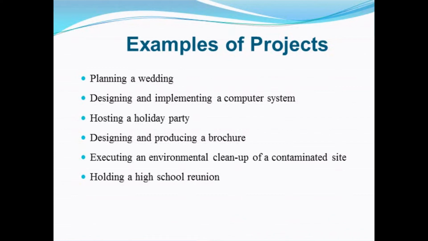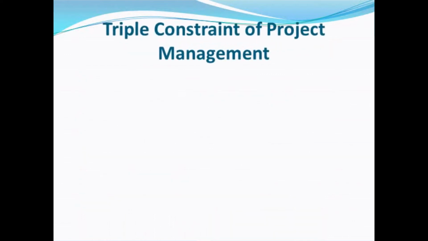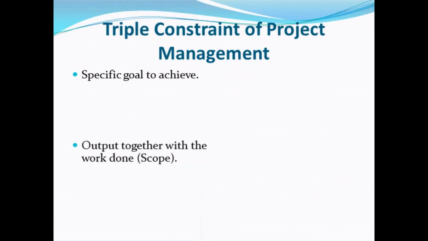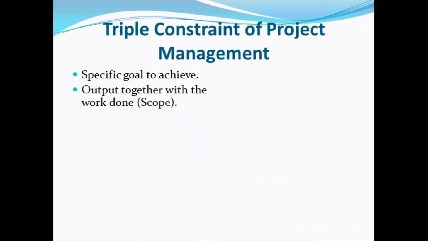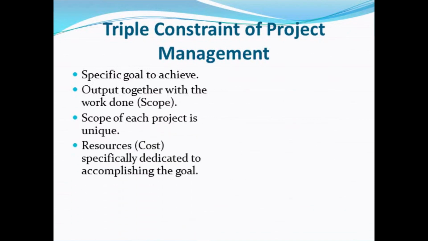It is distinct from normal business operations in that it has a predetermined start and end date. Then there is a specific goal you wish to achieve with the project. You can think of it as the output of a project. This output can be a product like designing and implementing a computer system, or a service like planning a wedding or hosting a holiday party. The output together with the work done to create it is called project scope.